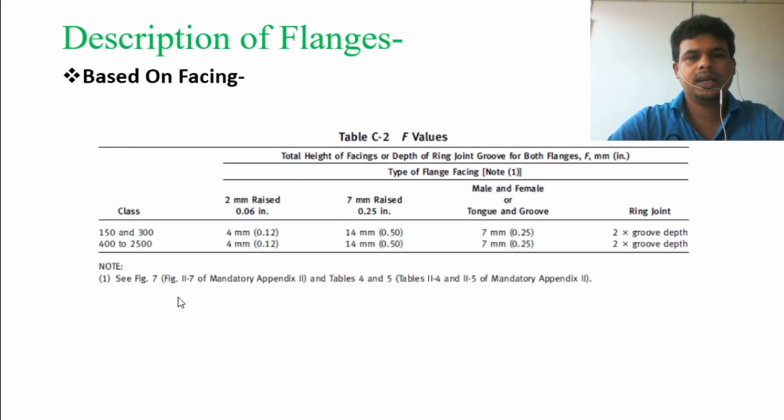So this is the CFF value. What is the value for this size? You can see the tongue and male and female, or tongue and groove. This is the size. This is the 2 mm raised face. This is the 7 mm raised face, and this is the size. Then this is the ring joint groove type. If you are more interested to know about piping and flanges, please read ASME B16.5. Then you will understand more.